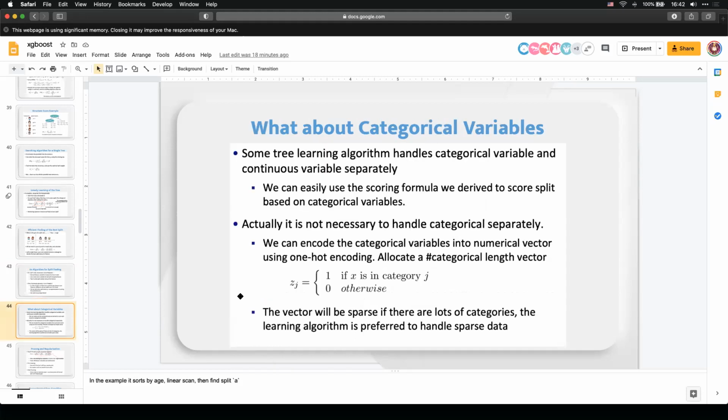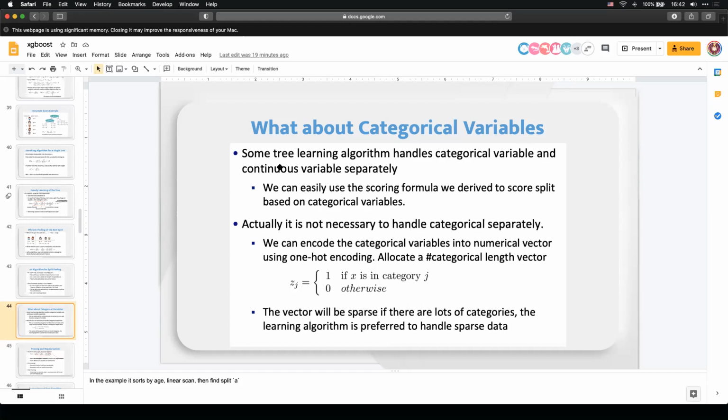And if the value is not something like age, where you can sort from lowest to highest, if it's categorical, other tree learning algorithms need to handle categorical variables and continuous variables separately. Here, XGBoost is aware of this categorical issue. When we handle categorical values, sometimes we do one-hot encodings, and if the value has a lot of different variations, the feature can become very sparse.